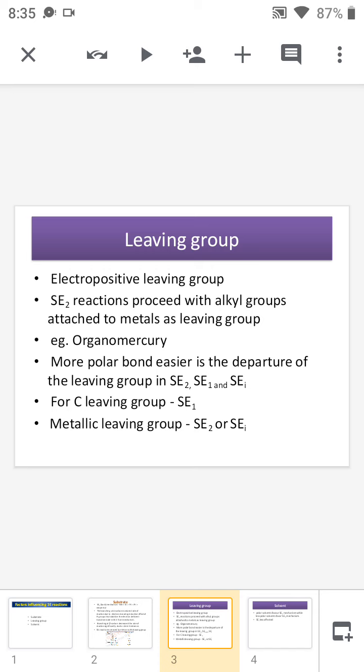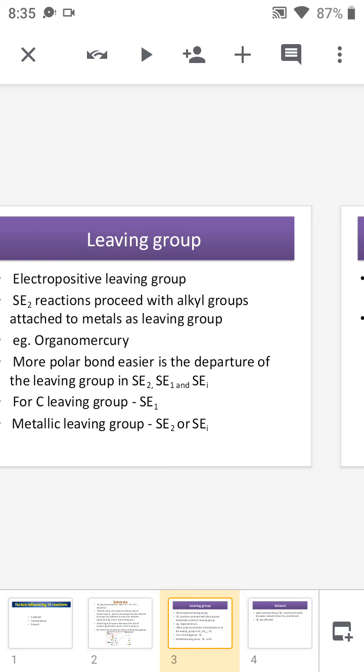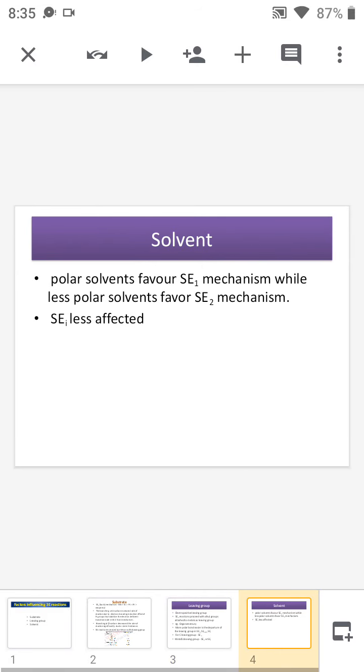If the leaving group is a carbon, which is most preferred in SE1 reaction, and metallic leaving group is preferred in SE2 and SEi reactions. These are the nature of the leaving group which will influence the electrophilic substitution reaction. Next we are moving into the next factor, that is solvent.